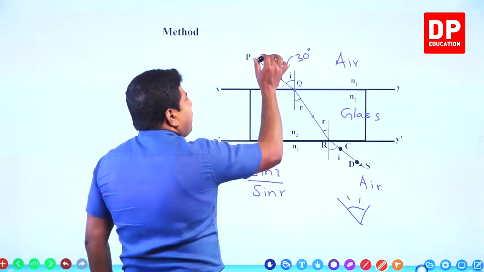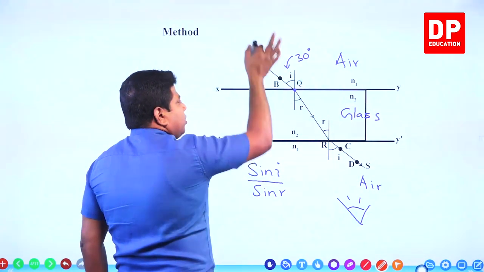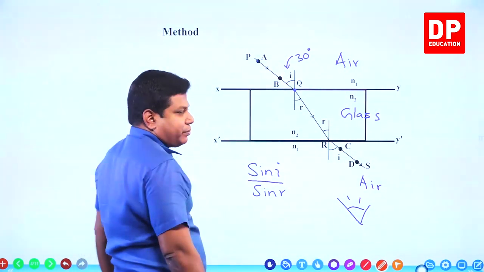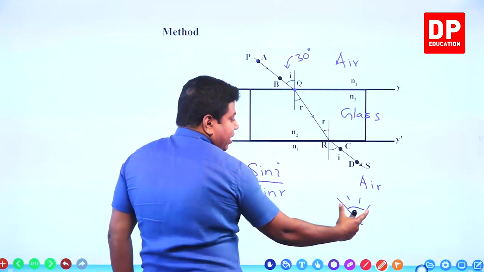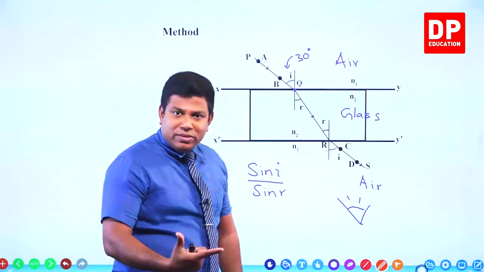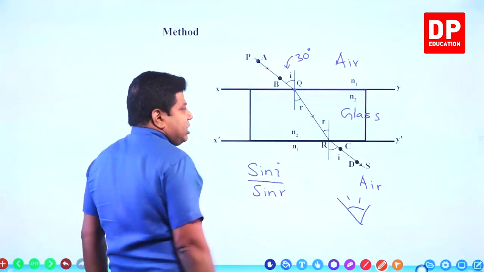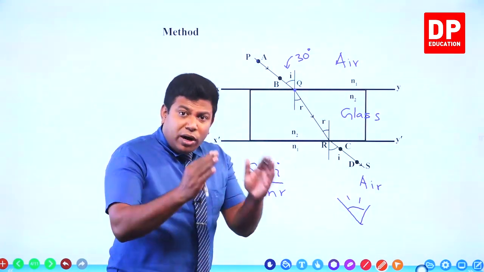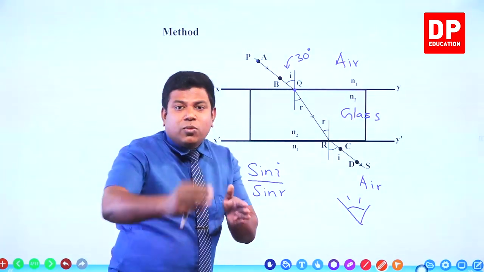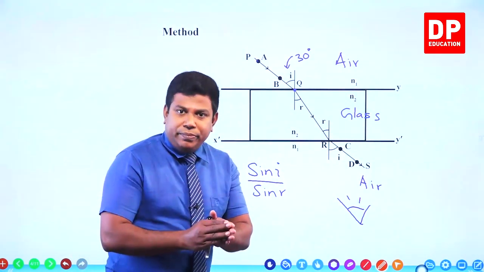You fix two pins here. Since you have drawn the line, on the line, two pins vertical to the plane, perpendicular to the plane, fix two pins. And when you observe from here, you must be able to see the images of these two pins. So you have to move your eye and see whether you can see both pins' images. There will be one instance where both images will be aligned. Aligned means what? You will see them collinear.